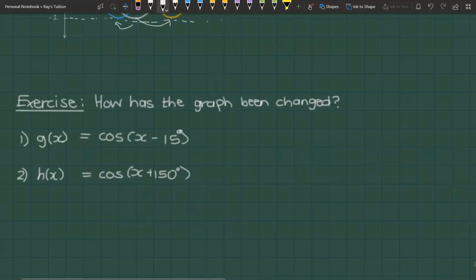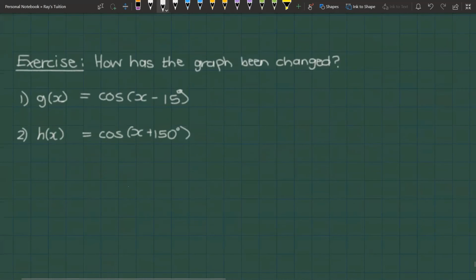So let us have a look at an example. In this exercise, we have to say how the graph has been changed. In this graph over here, we have cos(x minus 15). So this graph has been shifted 15 degrees to which direction? Negative is to the right.